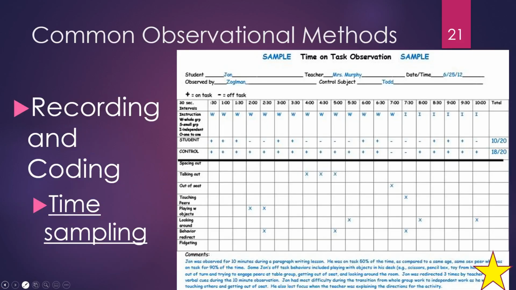Another thing that's useful in observational research is the use of recording and coding. So obviously, when you're watching something happen in live time, it's easy to miss information. So a lot of times researchers will video record or audio record things that are happening, but even that might be too much to work with.